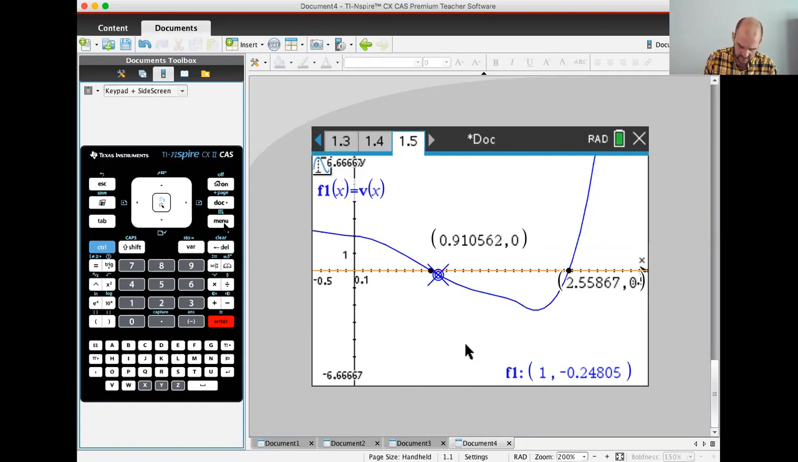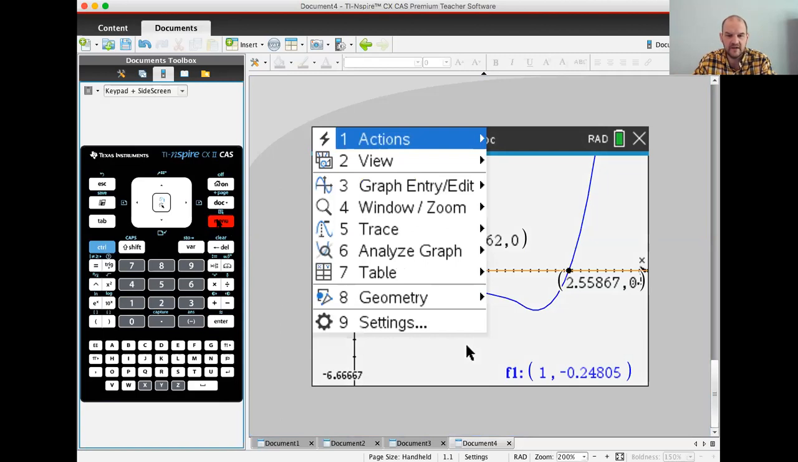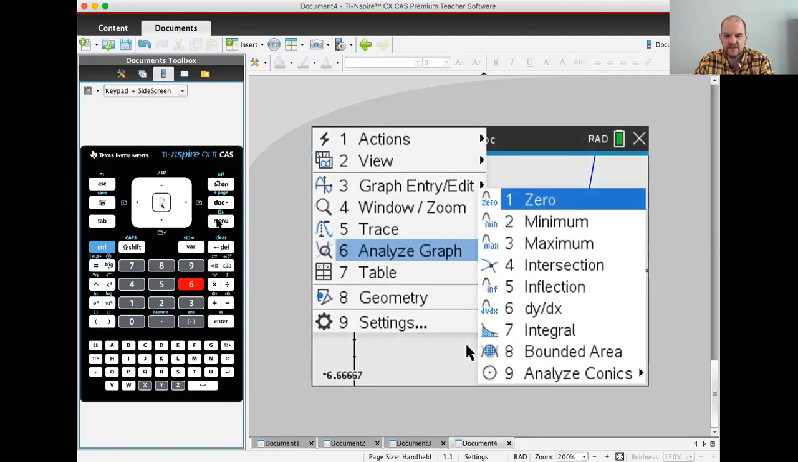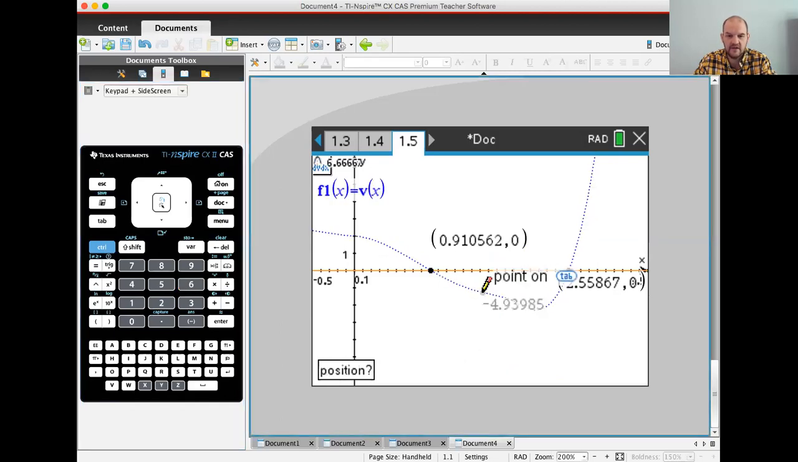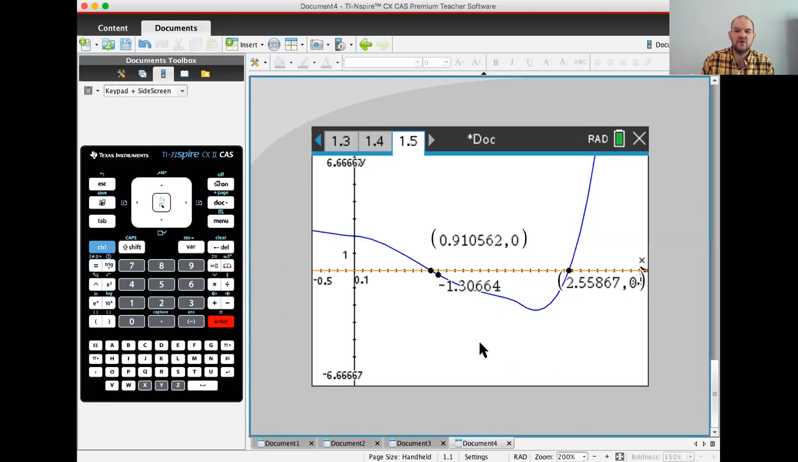So I'm going to hold on and write this. Let's write this. 2, 4, 8. So from the graph, you can get the value of the derivative. I just never do. So menu, analyze graph, dy dx, graph, click, and then position is at 1. I just type 1. Negative 1.301.